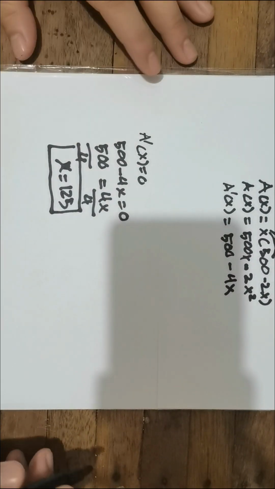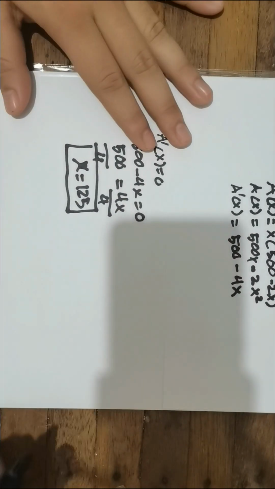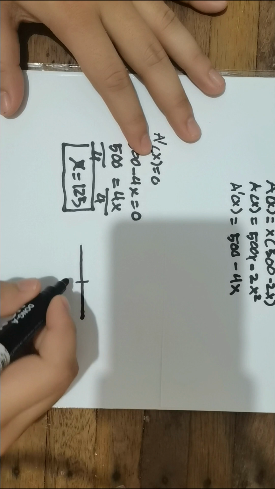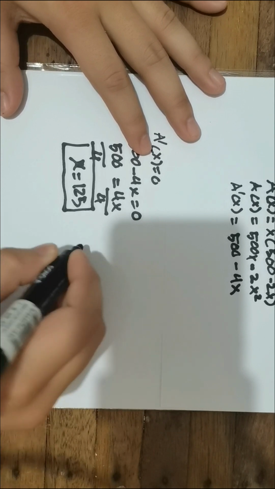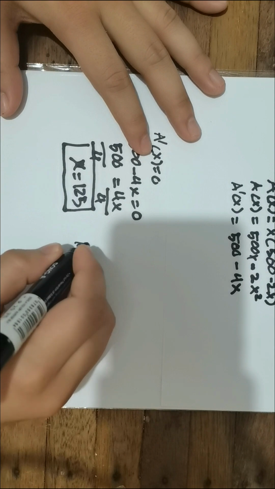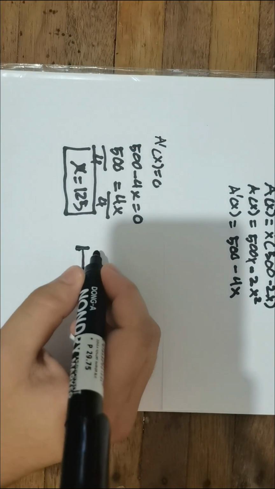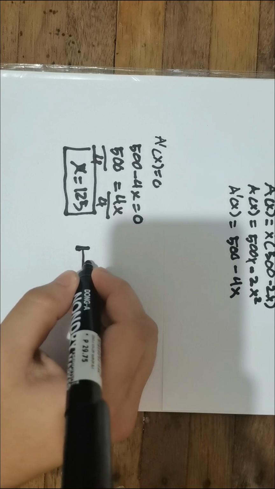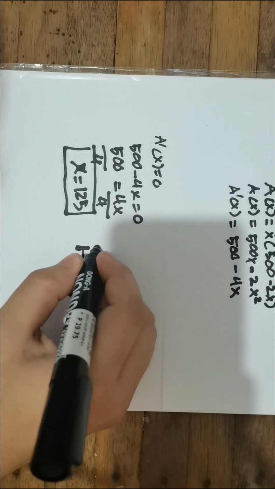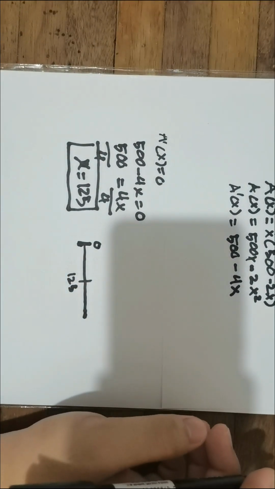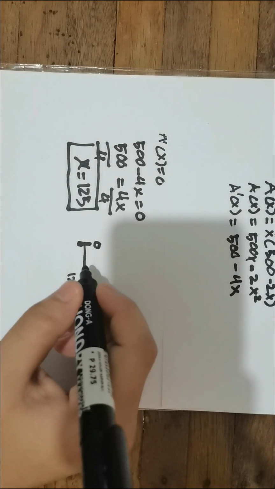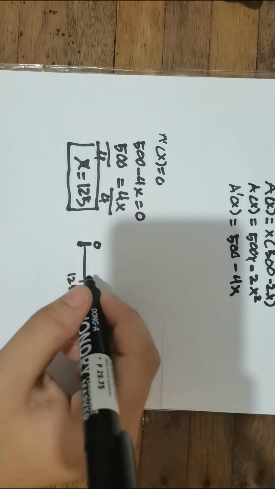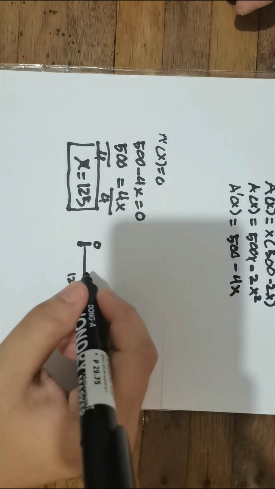So now let's justify if this is correct. Now we're just going to draw like this, and let's put 125 here. After that, let's try if this is increasing or decreasing in this interval. Let's put here 0. So we're going to choose between 0 to 125 to know if this is positive.